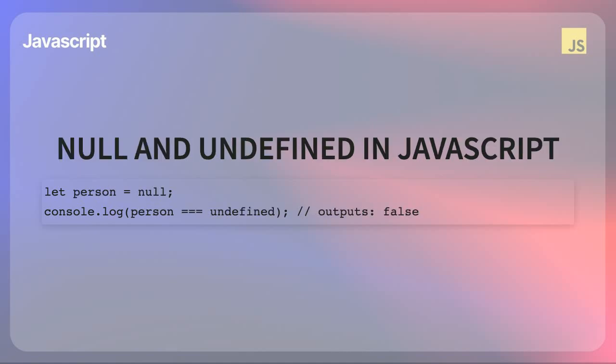In JavaScript, null represents the absence of any object value, while undefined represents an uninitialized variable.